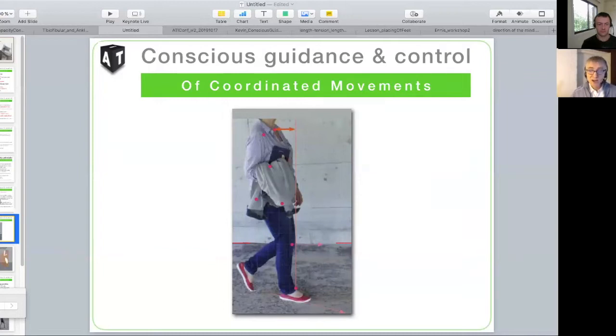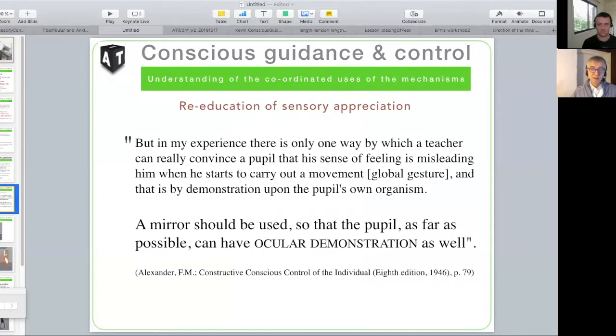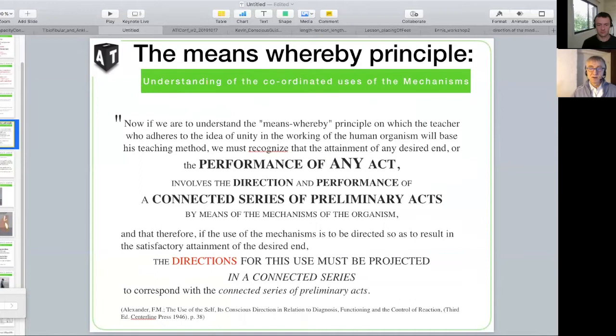So I'm going to change the image. That is not the one I wanted. Sorry, you'll have to cut that. It's gone.